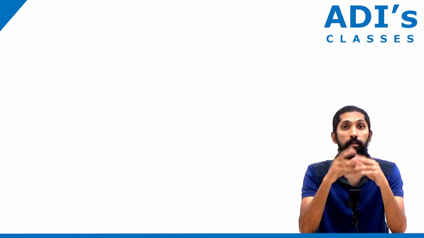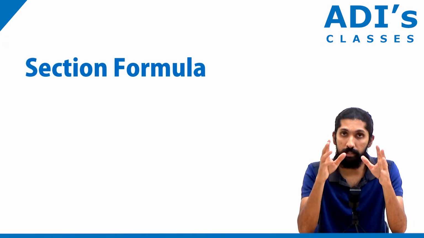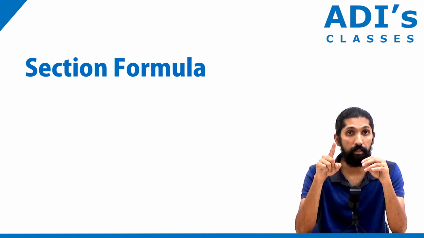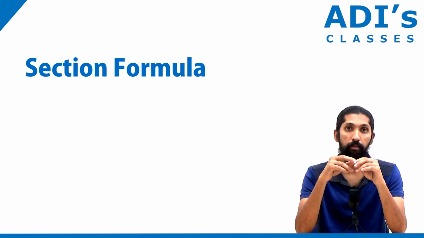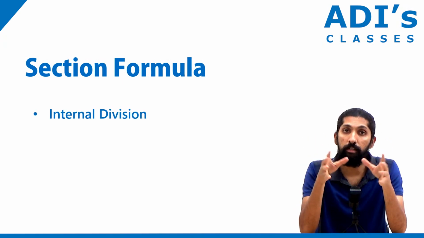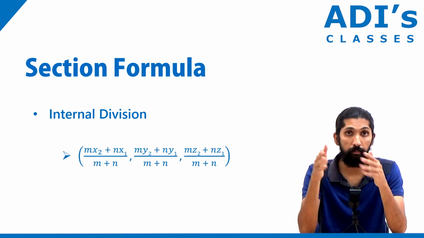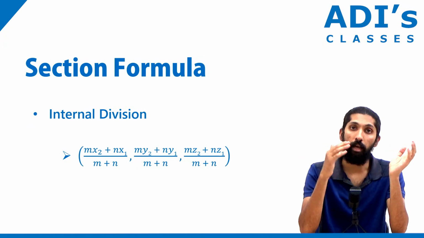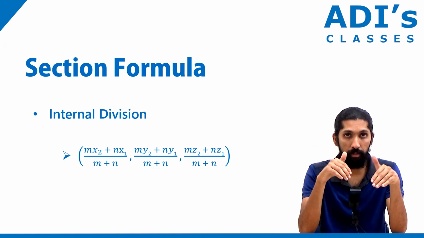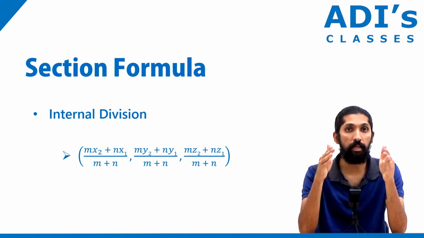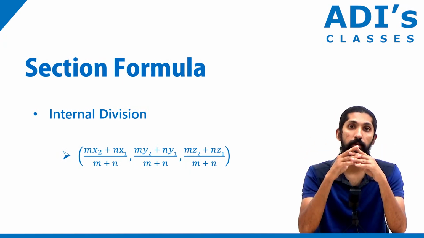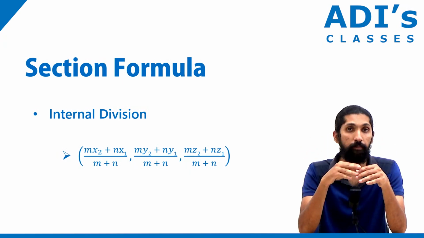The next thing we did was the section formula. Now in the section formula, we have internal as well as external. When we talk about the internal division, then you have (mx2 plus nx1) by (m plus n), (my2 plus ny1) by (m plus n), and (mz2 plus nz1) divided by (m plus n). Now this is the internal division.